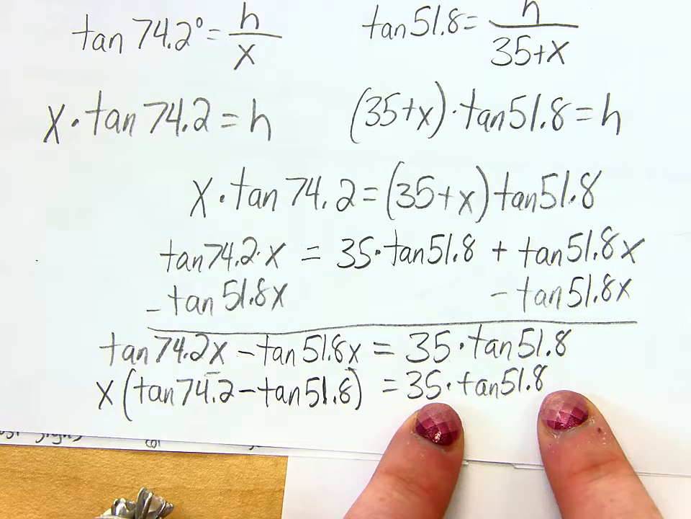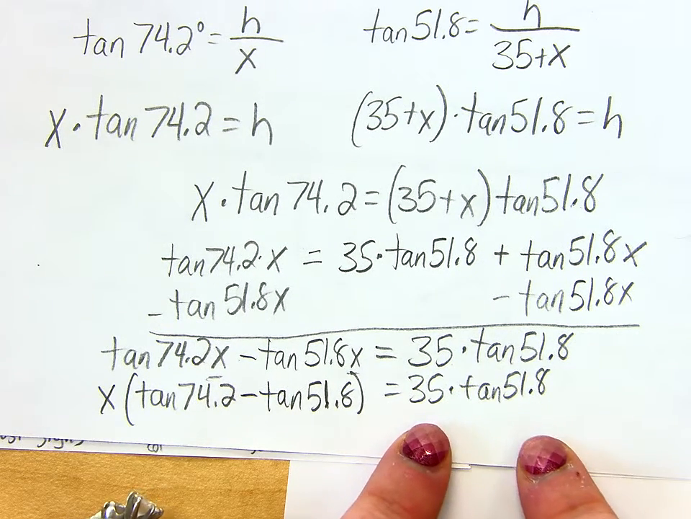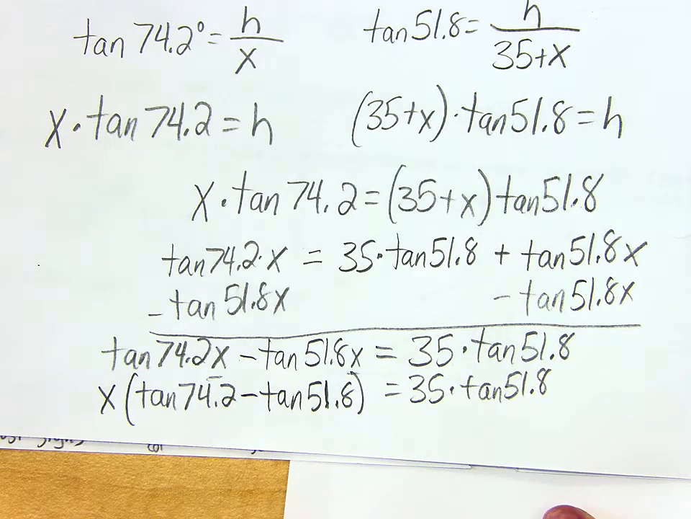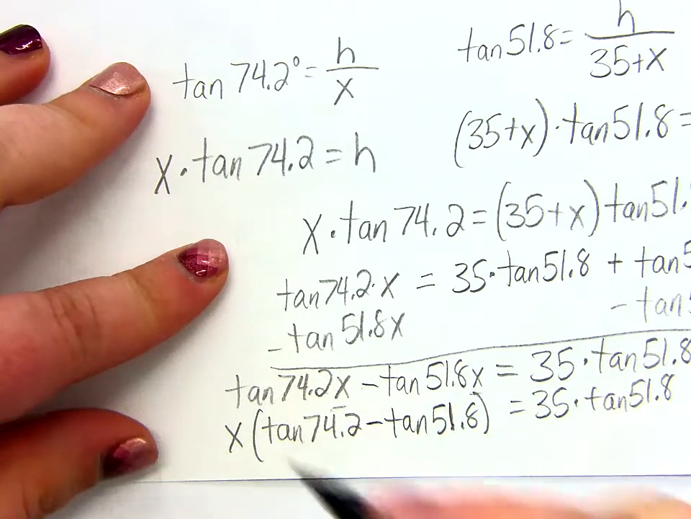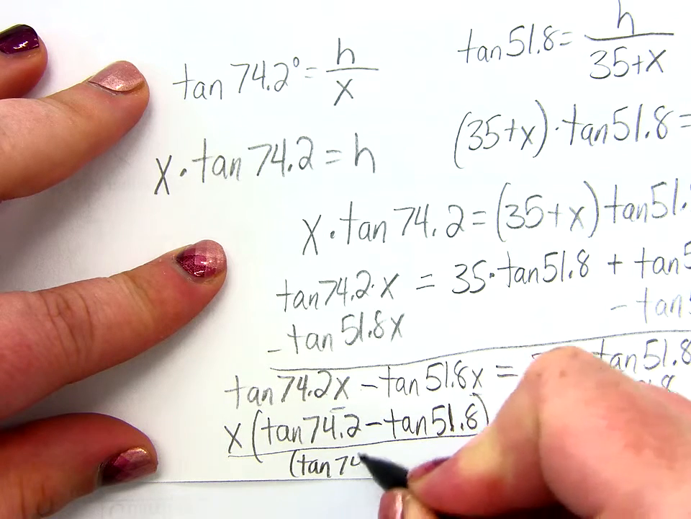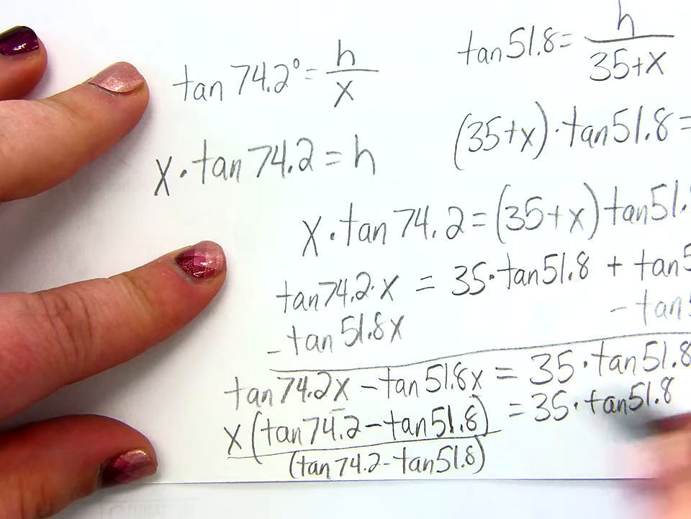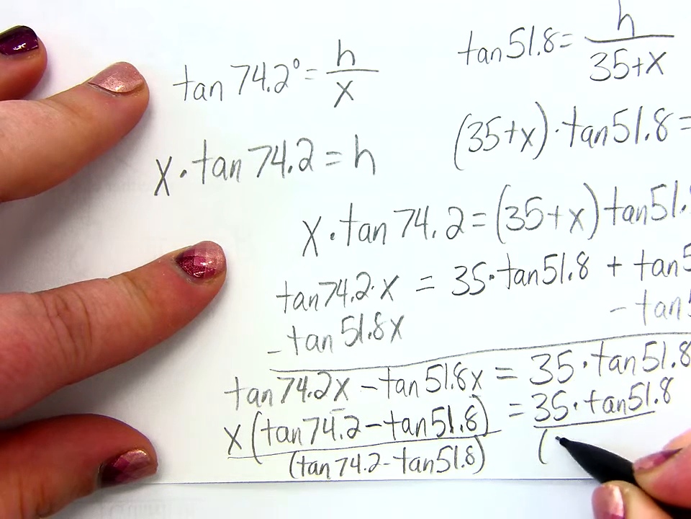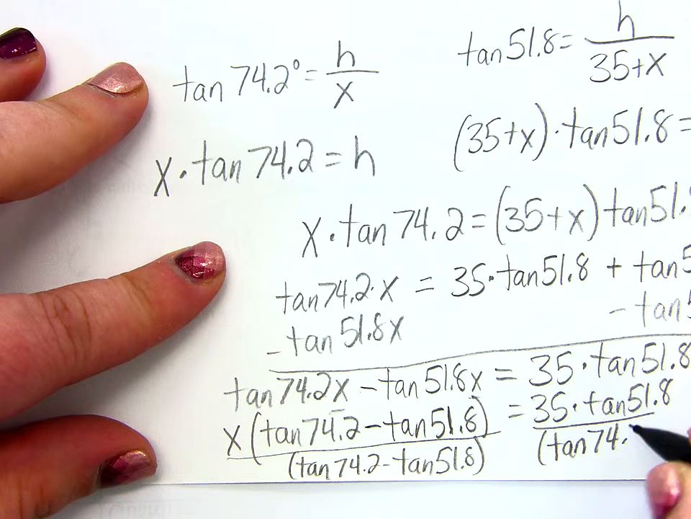On the right-hand side, it's a bit messy, but that's why we have calculators. The calculator will do all that calculation for you. And now you have x by itself. I'm a little bit short on paper, so I'm going to run onto this one. You're just going to divide both sides by tangent 74.2 minus tangent 51.8. And that gets us x by itself. And if we type it in correctly, we should get a reasonable answer.